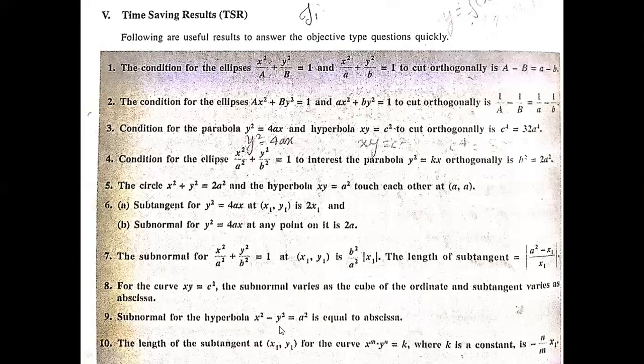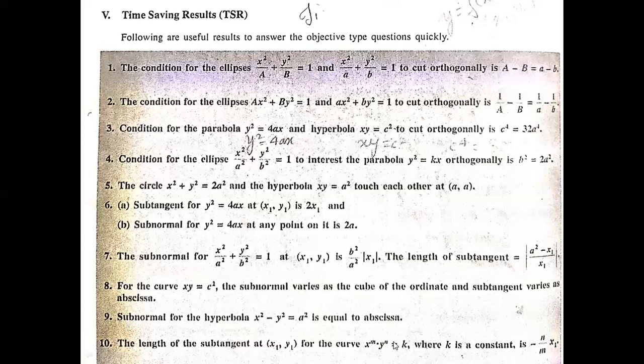Subnormal for the hyperbola x square minus y square is equal to a square is equal to abscissa. Once again, ninth point, the subnormal for the hyperbola x square minus y square is equal to a square is equal to abscissa.